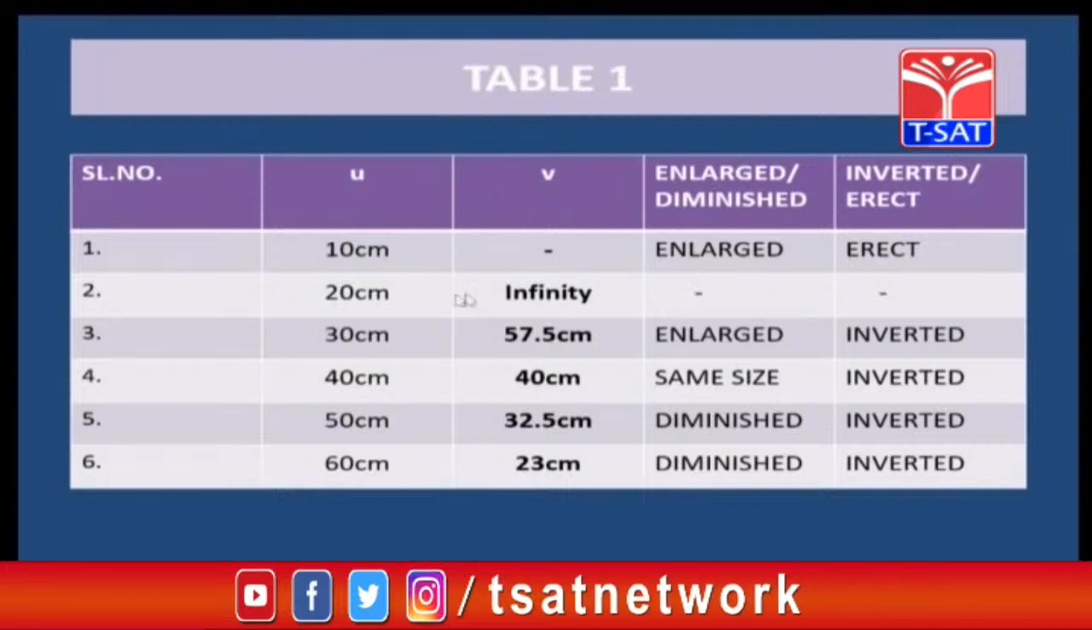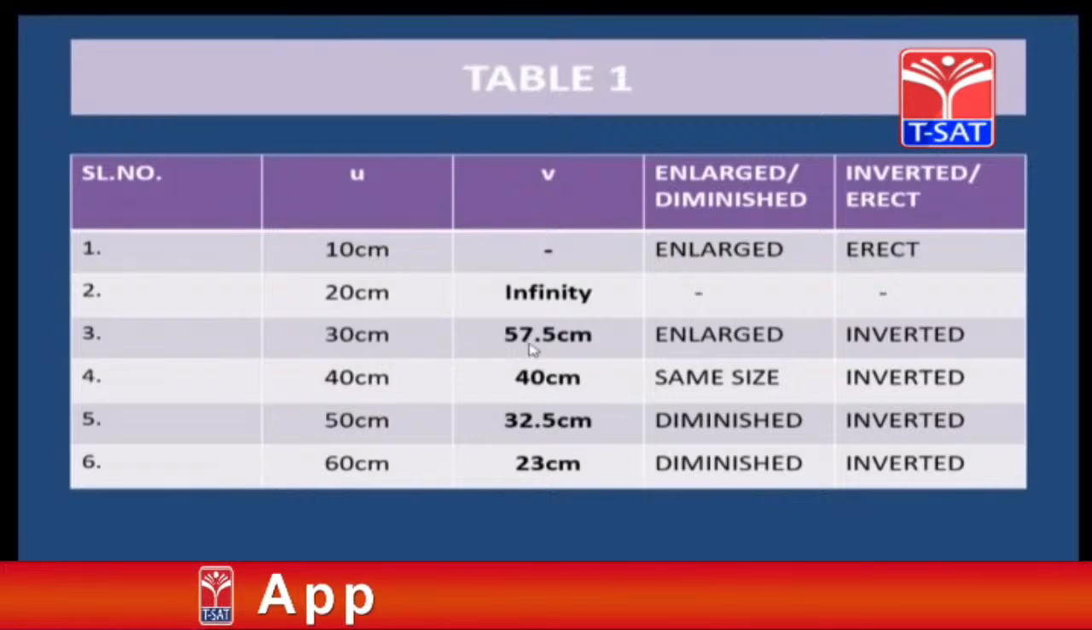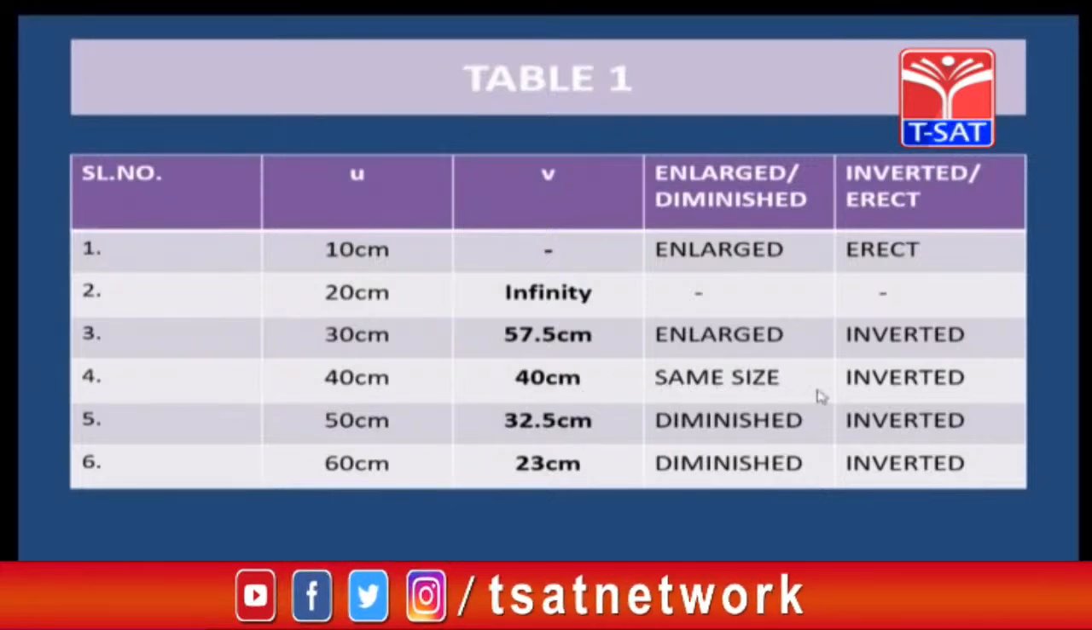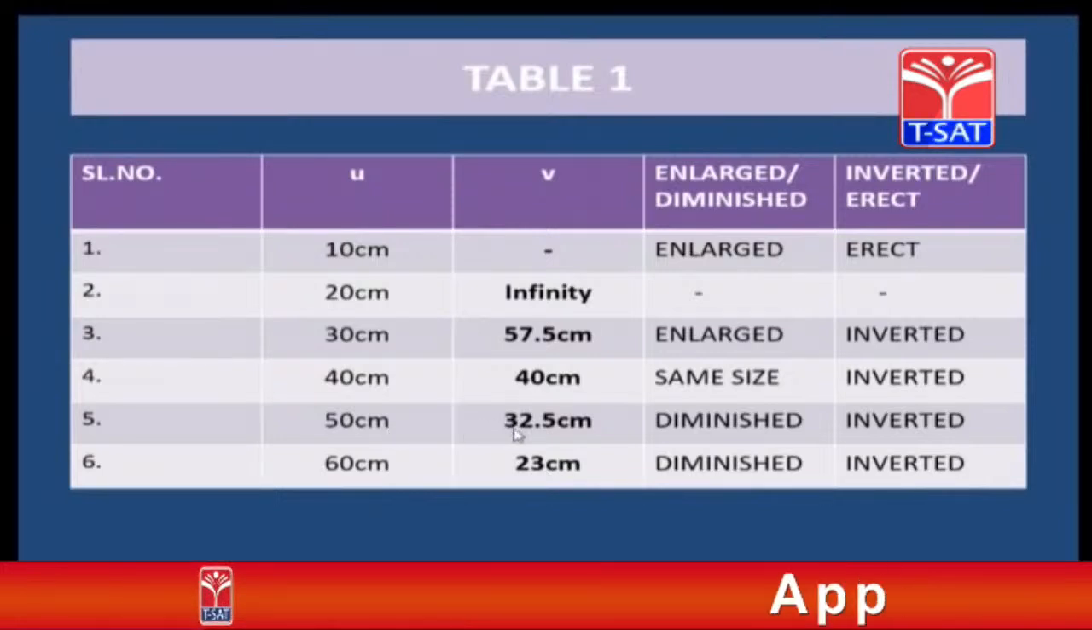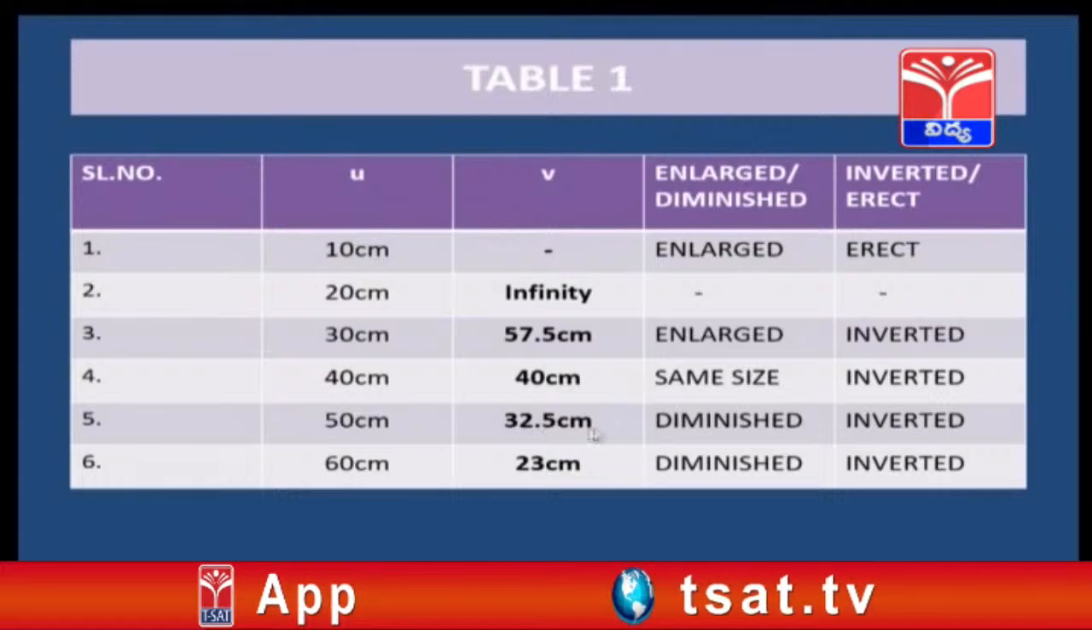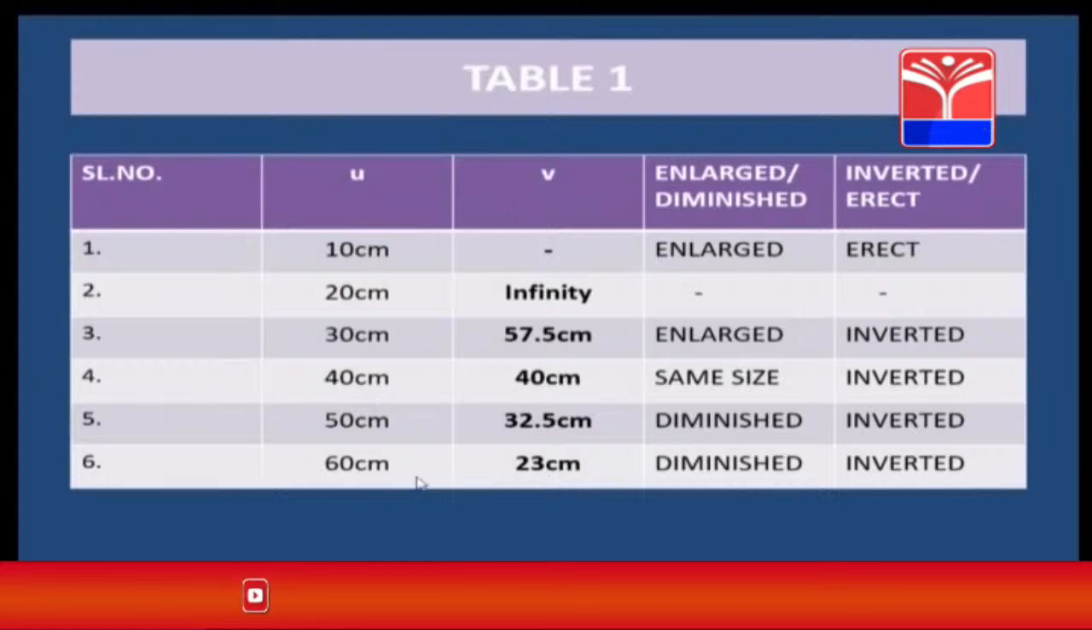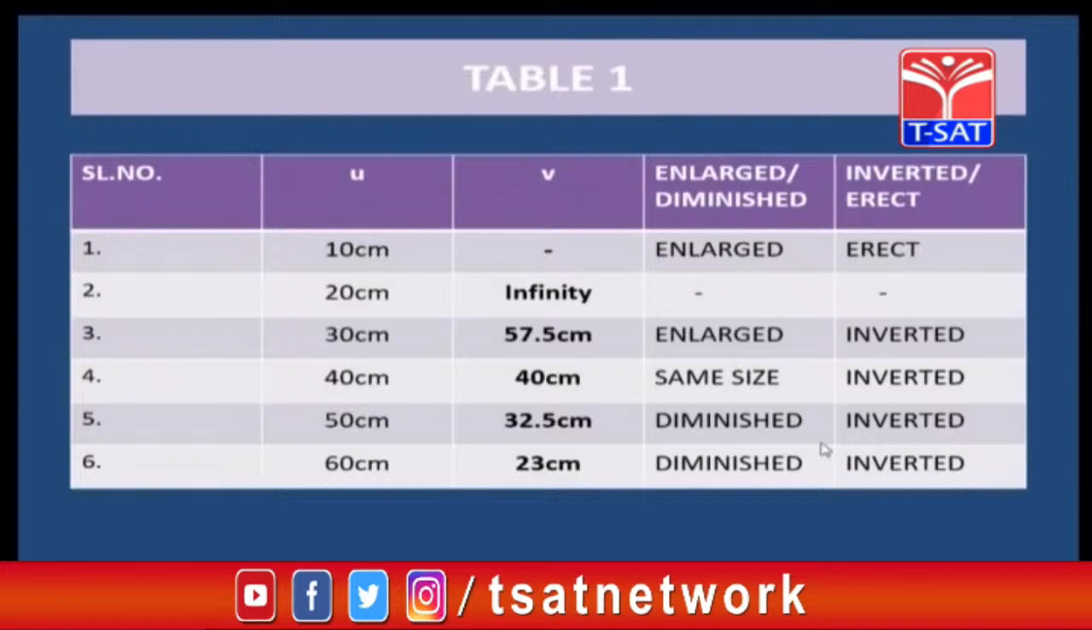At 20 centimeters the image, we said, forms at infinity. At 30 centimeters the image formed at 57.5 centimeters. It was enlarged and inverted. At 40 centimeters we saw the image formed at 40 centimeters only, and it is the same size and inverted. Similarly, at 50 centimeters the image formed at 32.5 centimeters and it was diminished and inverted. At 60 centimeters the image formed at 23 centimeters and it is diminished and inverted.